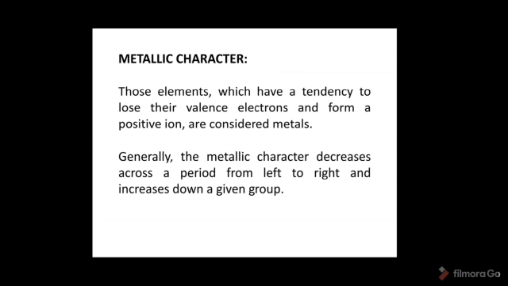First, you have to know what metals actually are. Those elements which have a tendency to lose their valence electrons and form positive ions are considered metals. This characteristic is known as metallic character. Generally, the metallic character decreases across a period from left to right and increases down a given group.